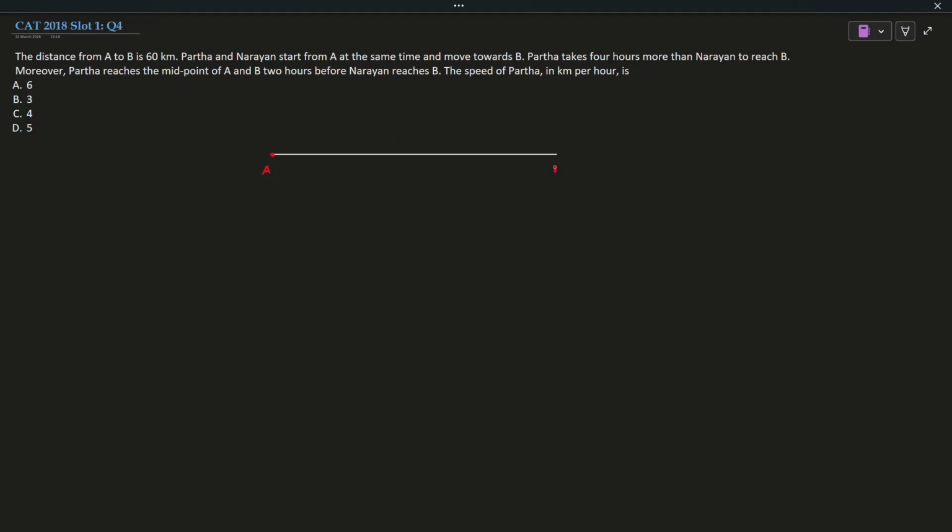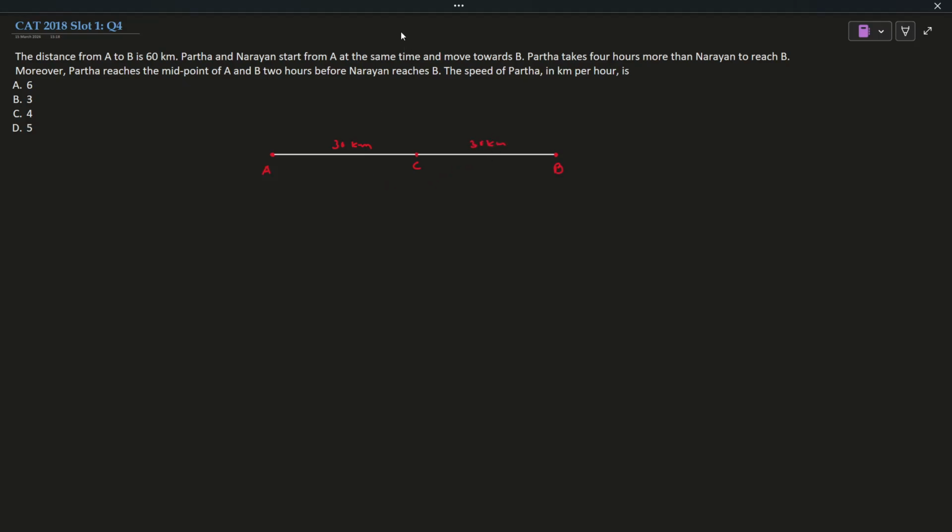Point A, point B. Distance is 60 kilometers. This is the supposed midpoint. This is the midpoint. So this is 30 kilometers. This is also 30 kilometers.